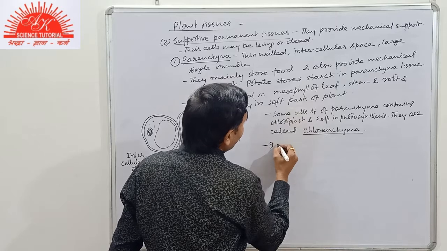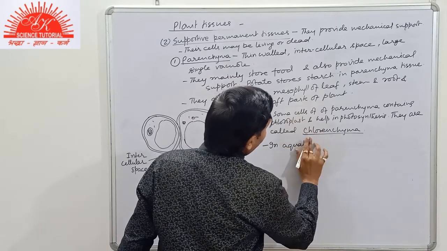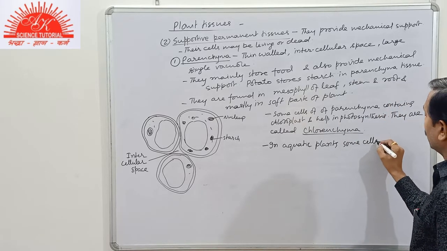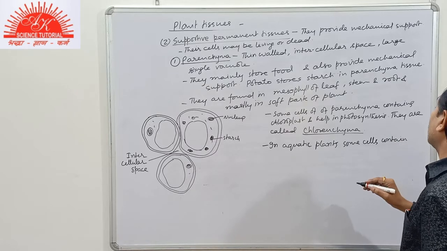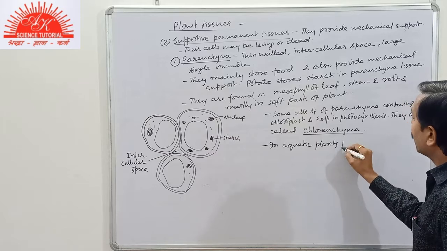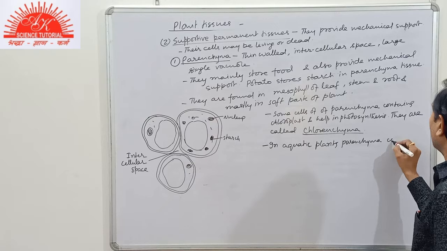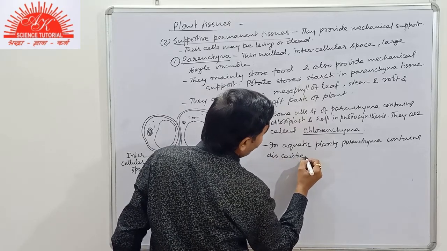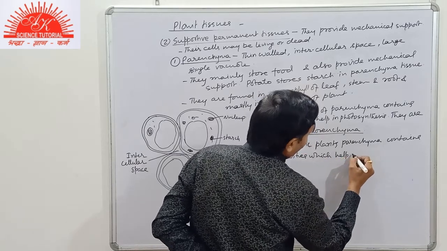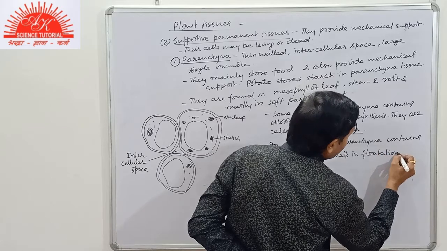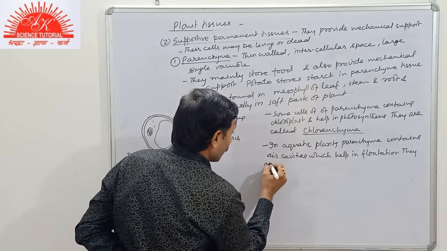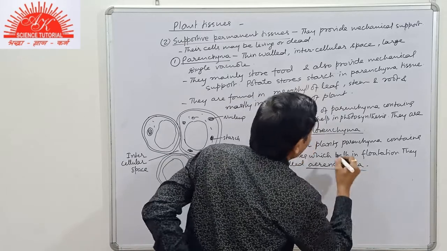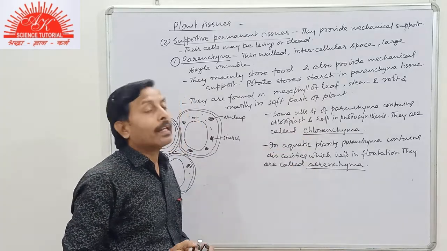Now you see that in aquatic plants, parenchyma contains air cavities which help in flotation or buoyancy. They are called aerenchyma. So in this part you see that in parenchyma there is chlorenchyma and aerenchyma.